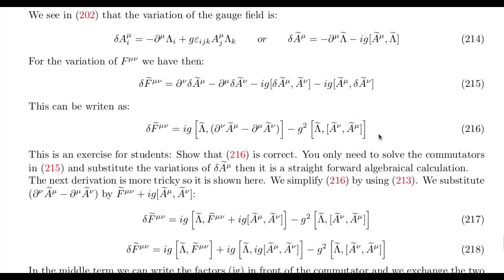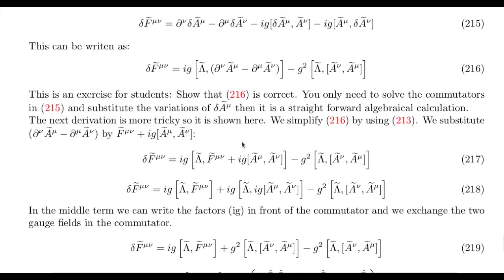216. This is an exercise for students. Show that 216 follows from 215. That's not so complicated. You only need to solve the commutators here, and then you substitute the variations of the gauge field delta A, and then it's a straightforward algebraical calculation, and then you will get 216 for the variation of the field tensor F.